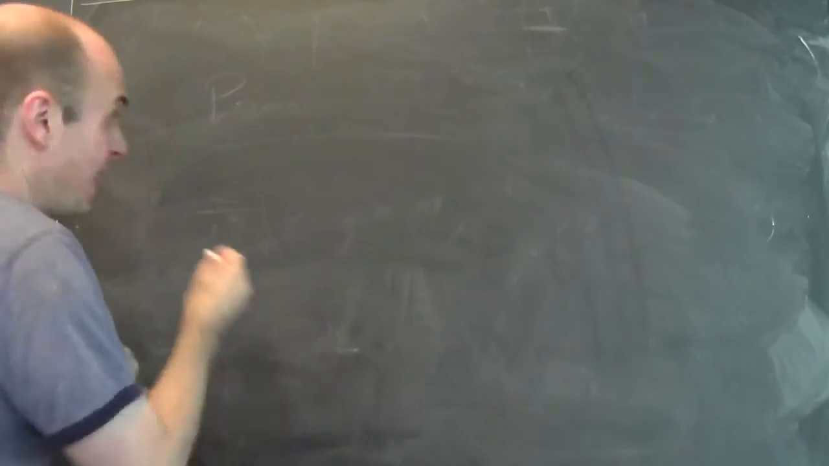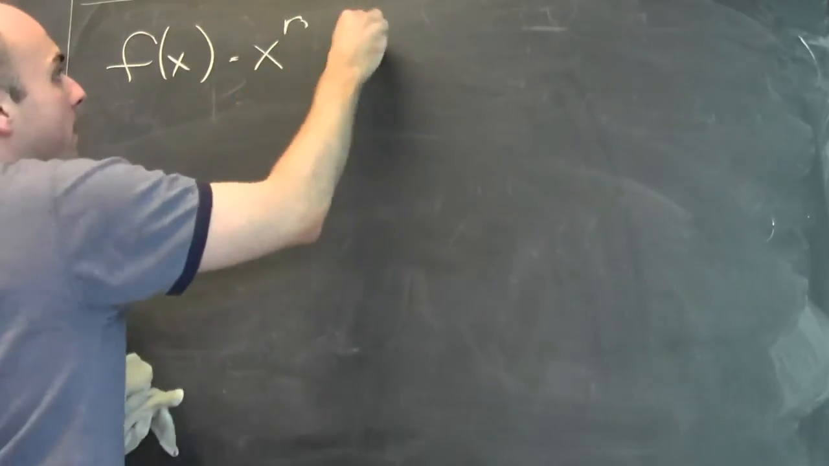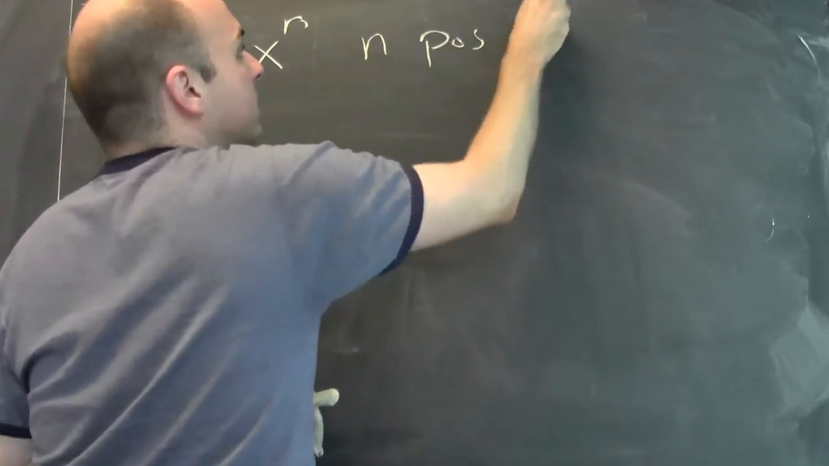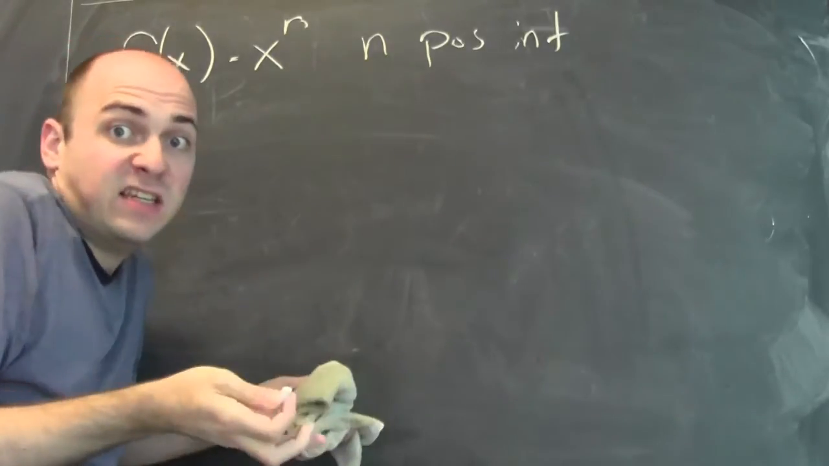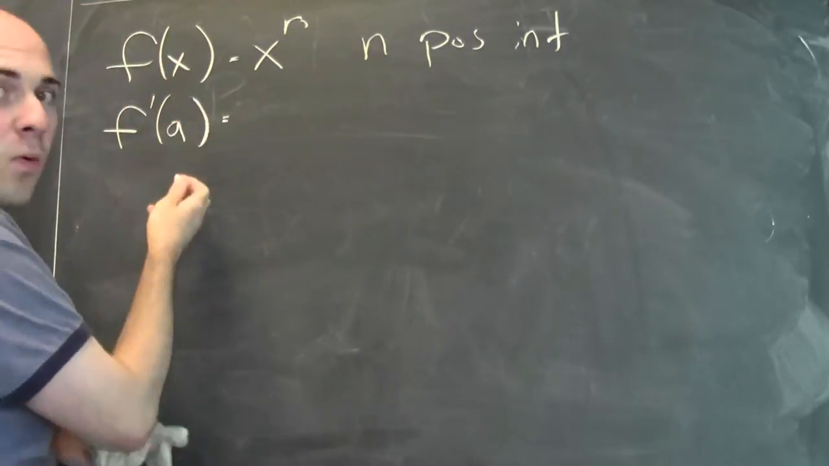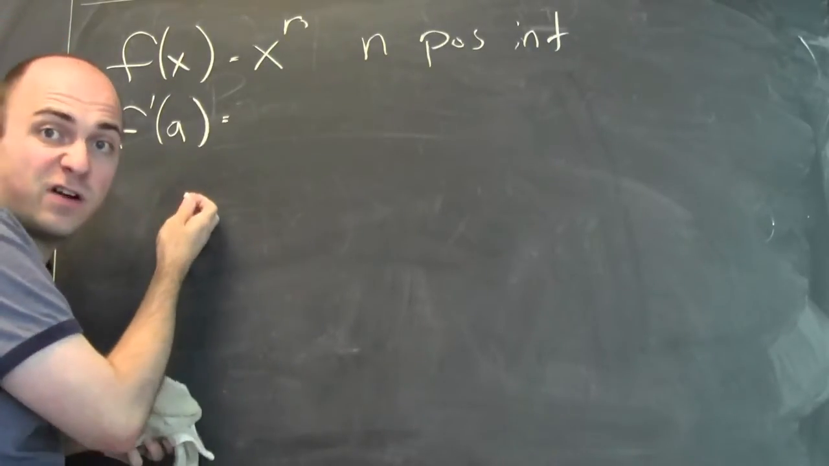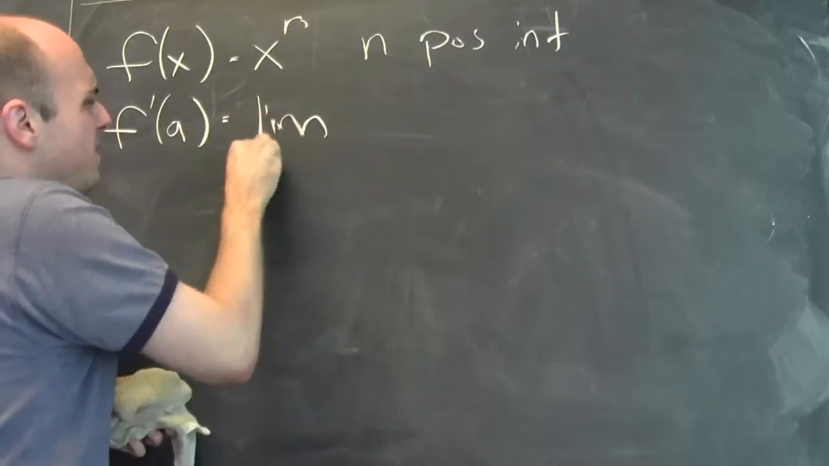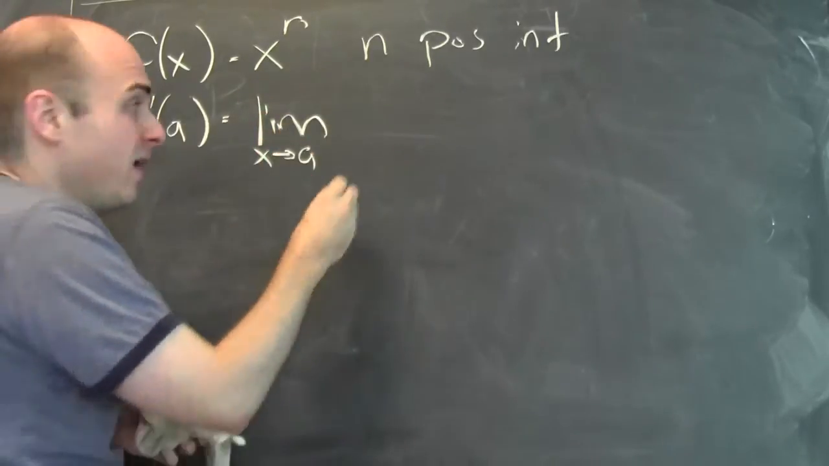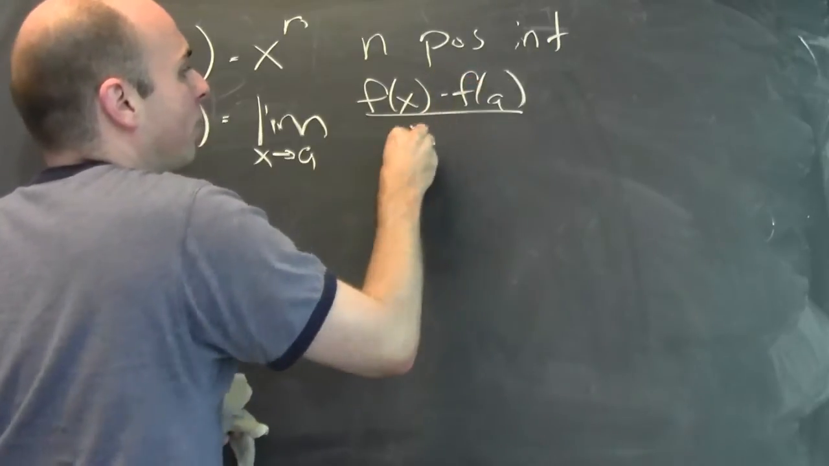So let's set up our function f of x. Now f of x will be x to the n for n some positive integer, like 17. And I want to calculate, say, the derivative of this function at the point a. The definition of derivative says that the derivative of the function at the point a is just the limit as x goes to a of f of x minus f of a over x minus a.